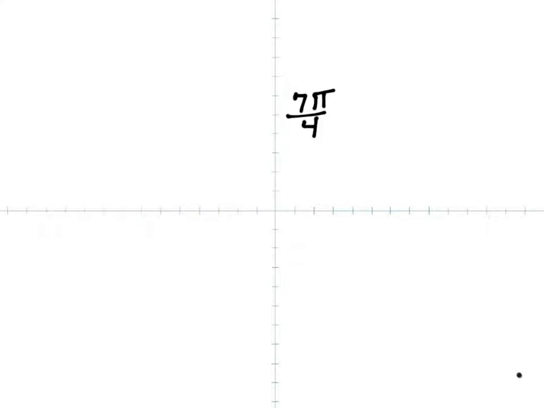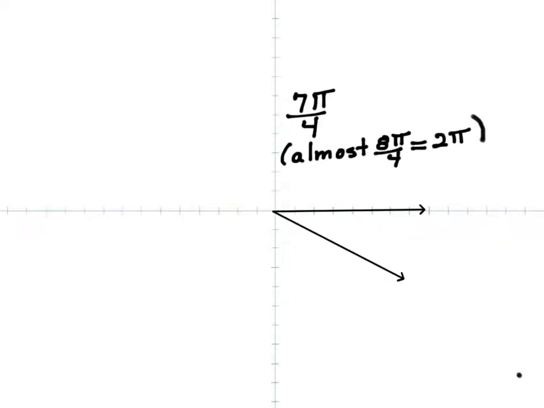Let's say that you're given 7 pi over 4. How are you going to find what the reference angle is? Well, 7 pi over 4 is almost 8 pi over 4. And 8 pi over 4 is 2 pi, which is all the way around the circle. So you know that it's going to be in quadrant 4.